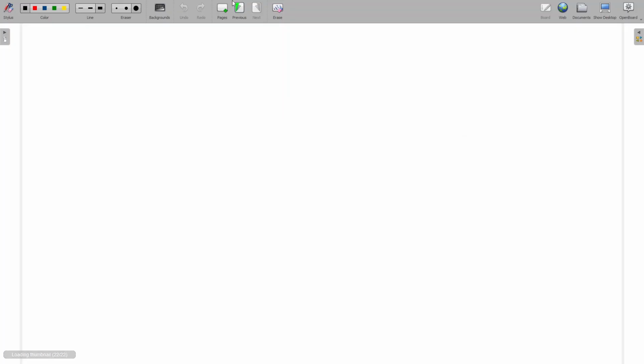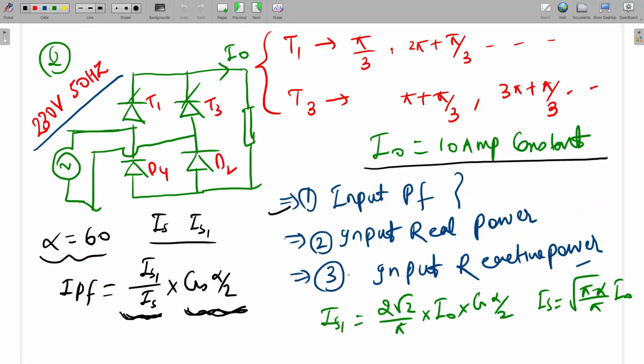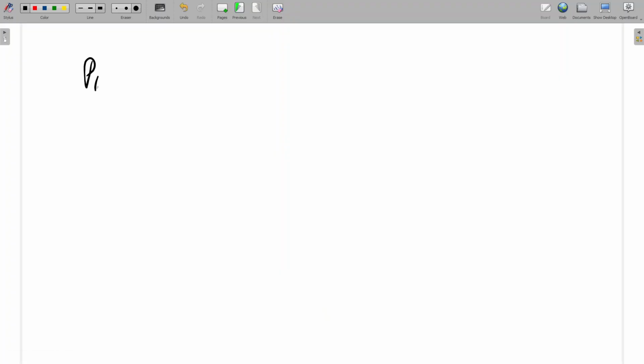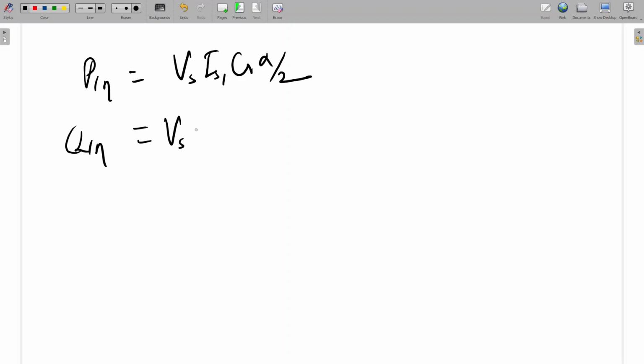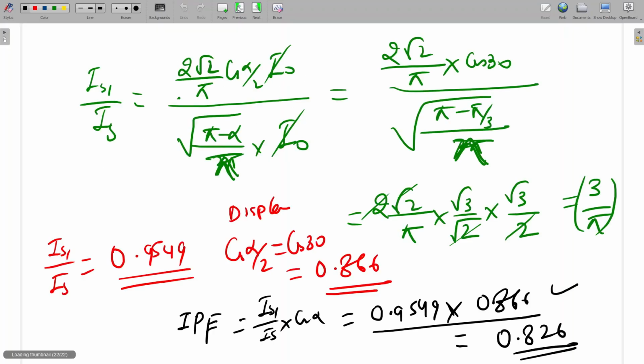Okay. Similarly, we can derive the real and reactive power. So real power and input reactive power. PIN will be Vs into IS1 into cos alpha by 2. And QIN will be Vs into IS1 into sin alpha by 2. So you can write one by one here.